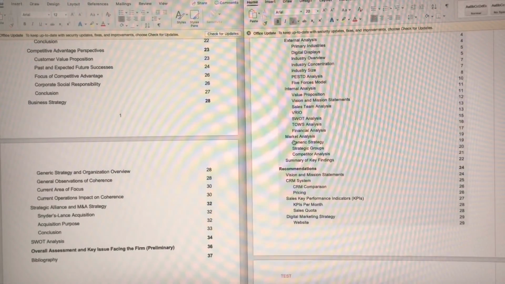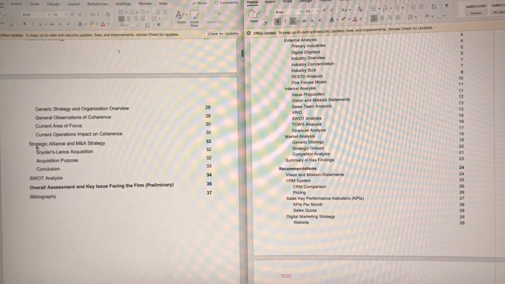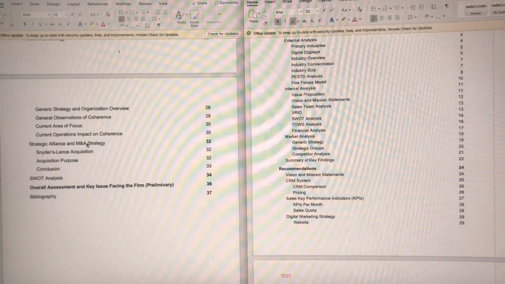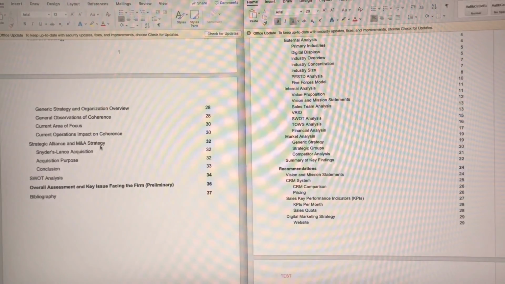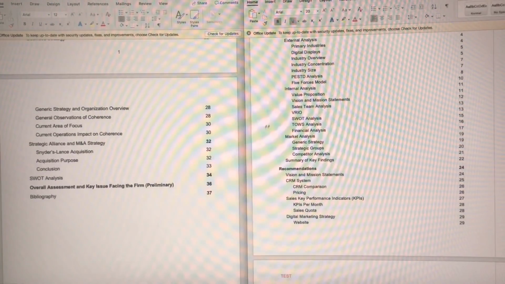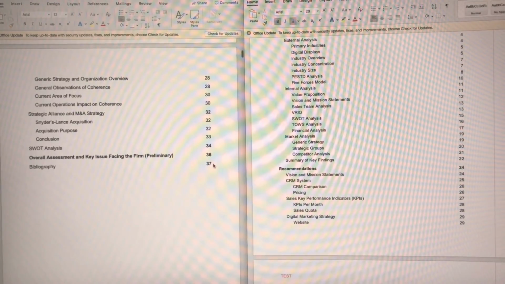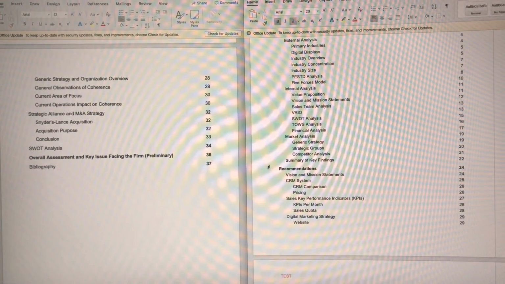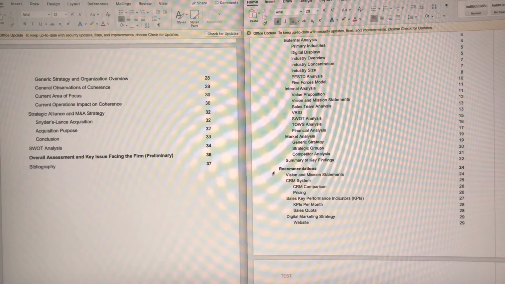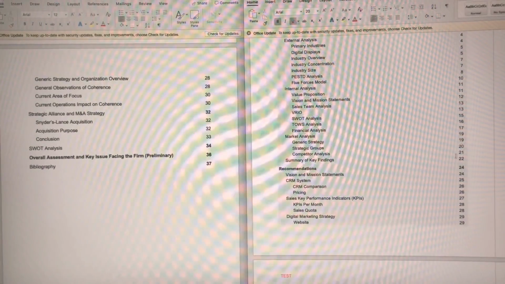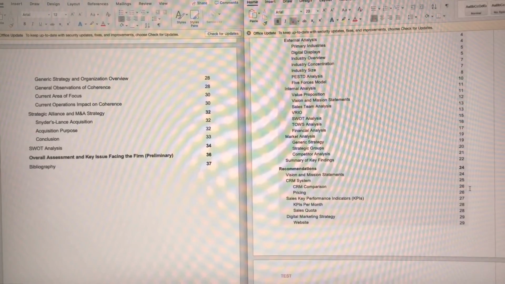And then you go to business strategy. Here you do more market analysis, and then strategic alliance and M&A, merger and acquisition strategy. That may pertain to your client, it may not. It did not for ours. And then bibliography, and you can see here we ended about 37 pages, whereas in our project we move on after summary of key findings to recommendations, and that was only after 22 pages.